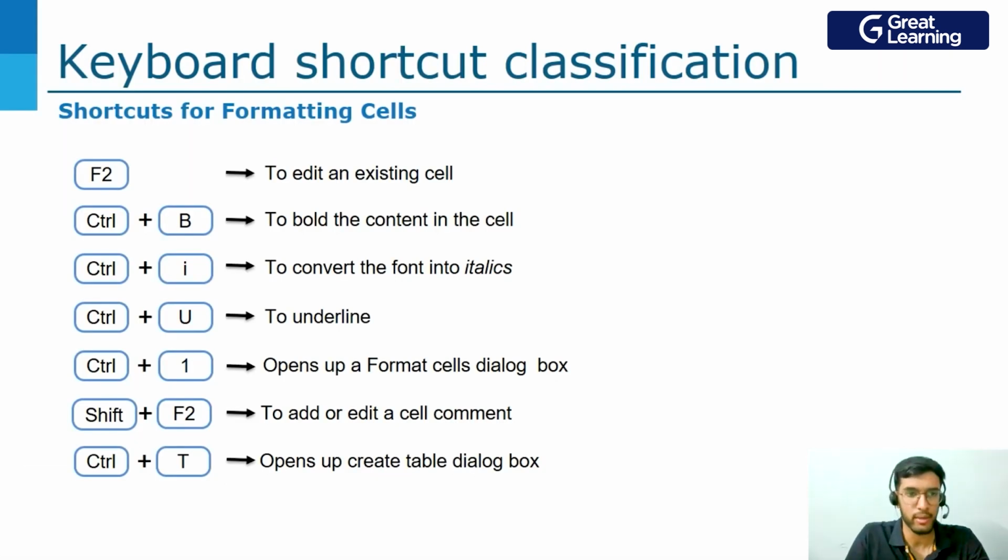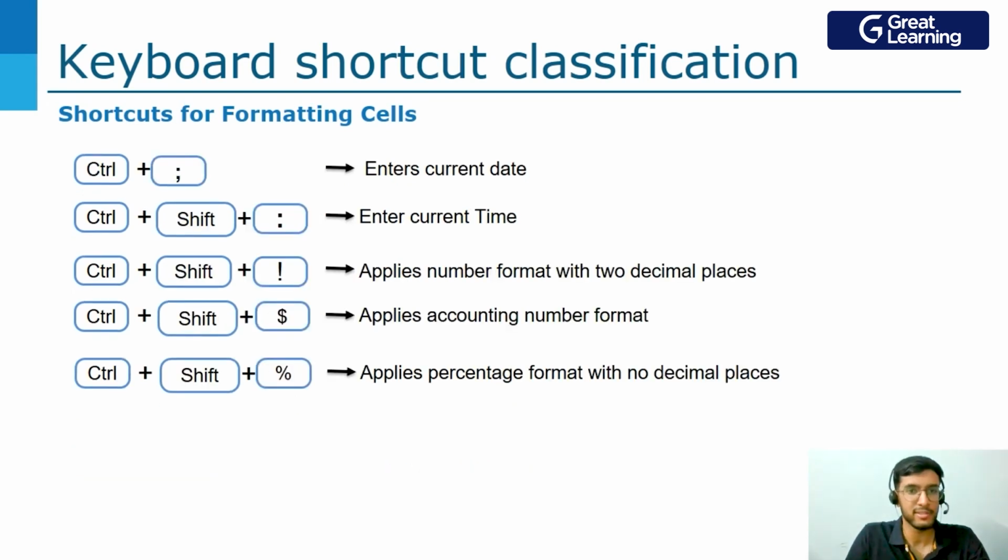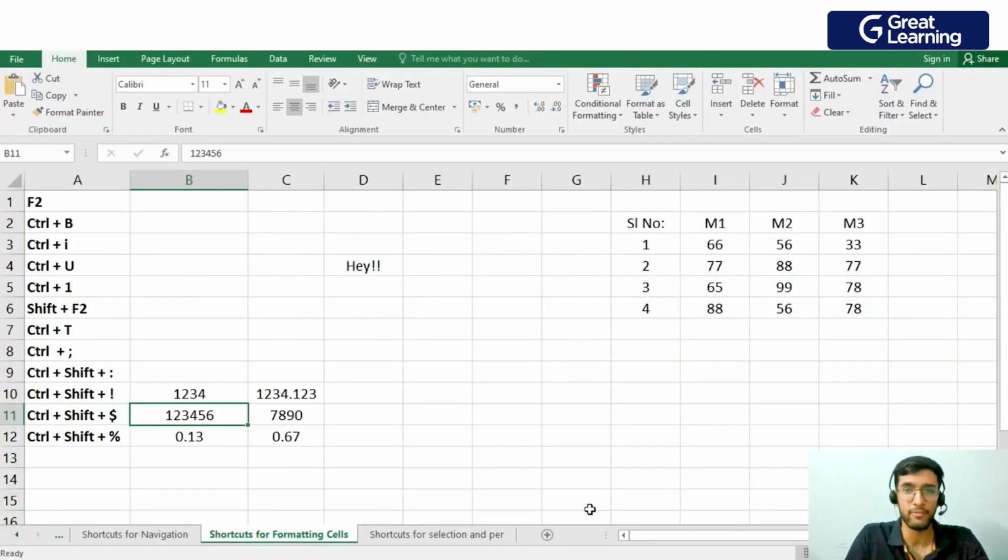As you can see on the screen, this is the first set of shortcut keys that are used for formatting the cell, and this is the second set of shortcut keys that are used for formatting the cells. Now, as before, I have given the theoretical explanations on the right for your understanding, and I will be using the same when I will be using these shortcut keys practically on a workbook. Now, let's move ahead and go to the live workbook.